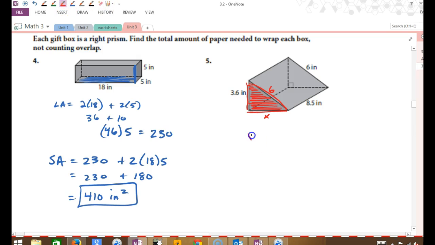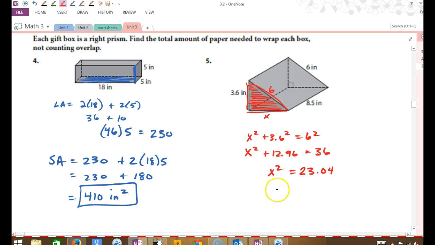Okay, good. So I'm going to use Pythagoras theorem. X squared plus 3.6 squared equals 6 squared. So anybody know what 3.6 squared is? 12.96. And 6 squared is 36. That would have been good math. What's 36 minus 12.96? 23.04.